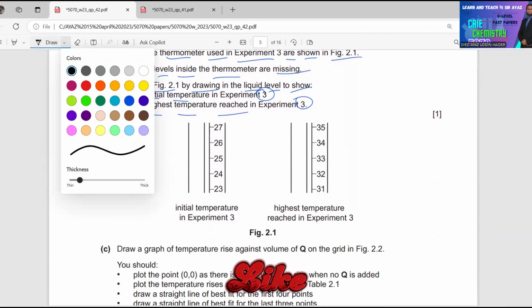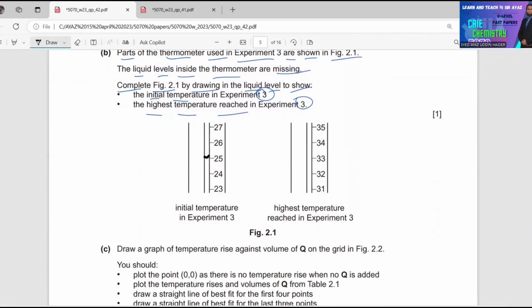So initial temperature is 25, must be like this. Highest temperature 32.5.